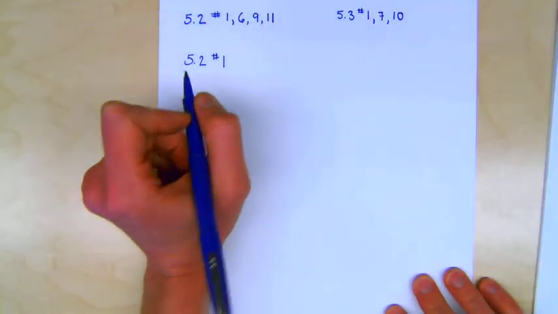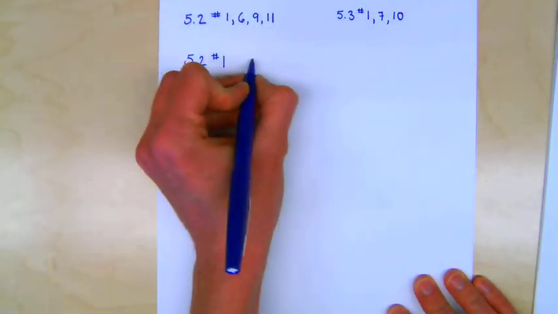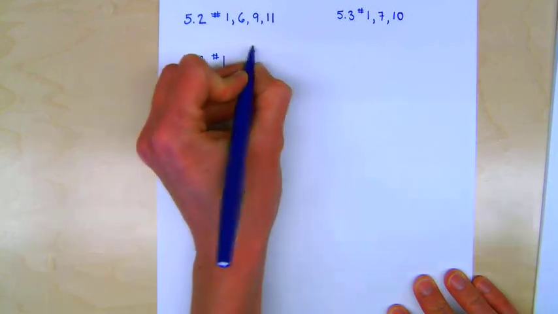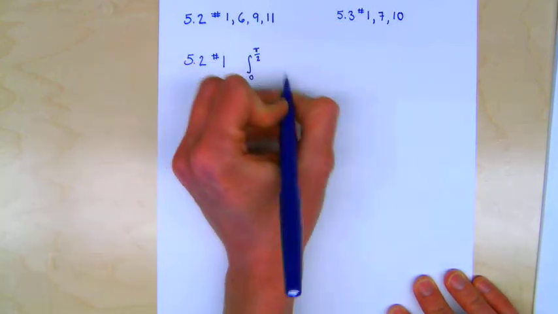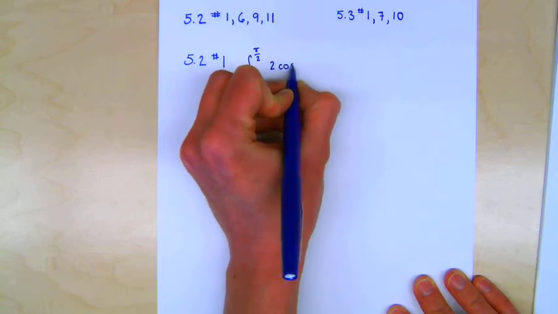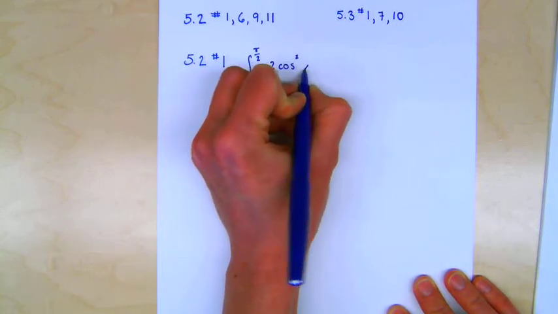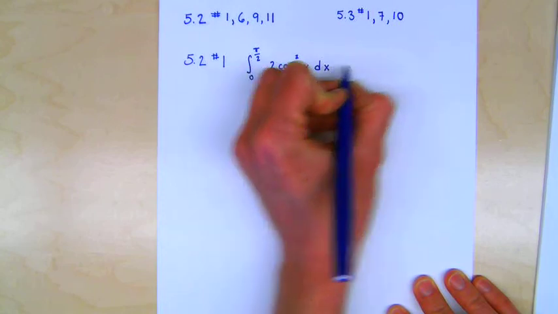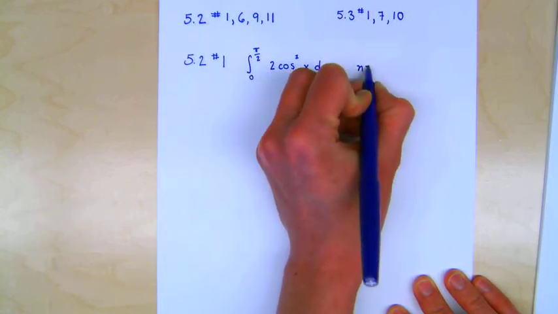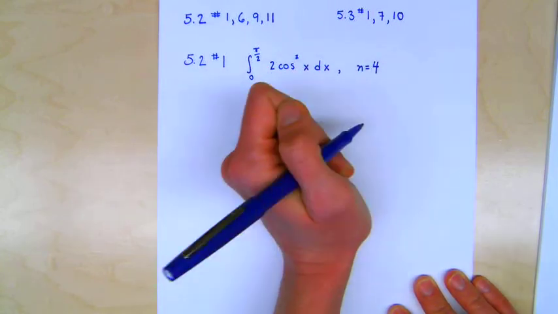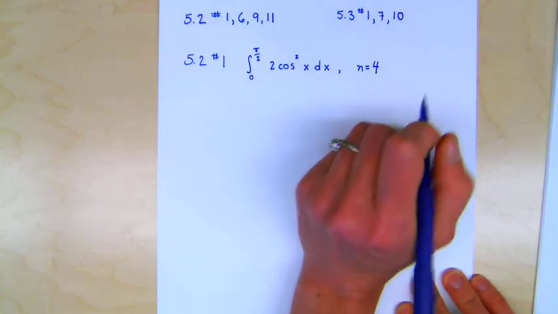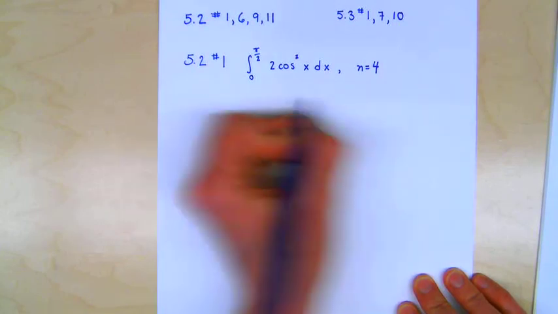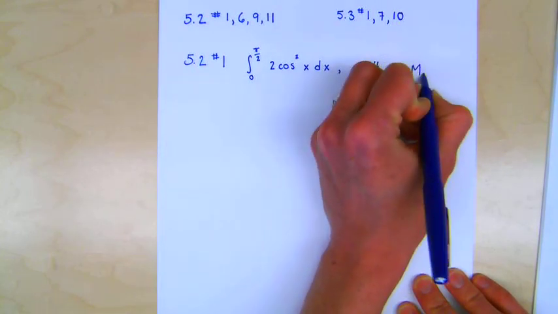So for 5.2 number 1, this is one where I have an integral from 0, well at least this problem is set up from 0 to pi over 2, and I have 2 times the cosine squared of x dx, and here they say that n equals 4, and also it says that I need to use the midpoint rule to evaluate the approximation. So I'm thinking of this as M4.